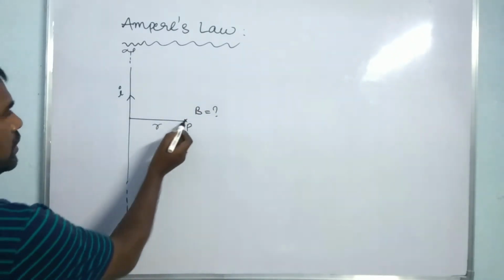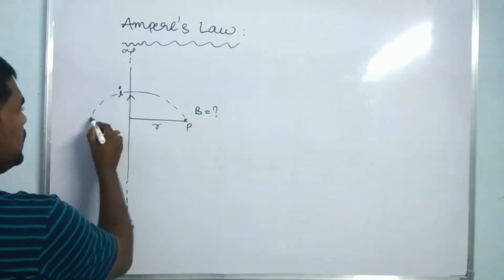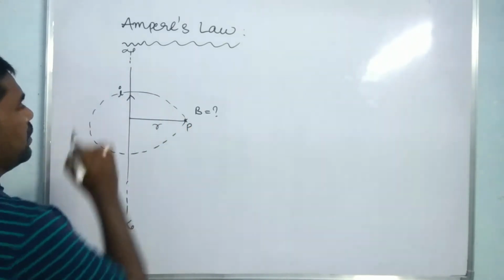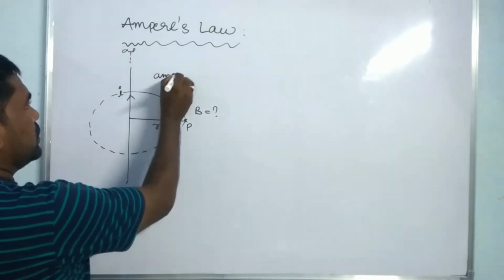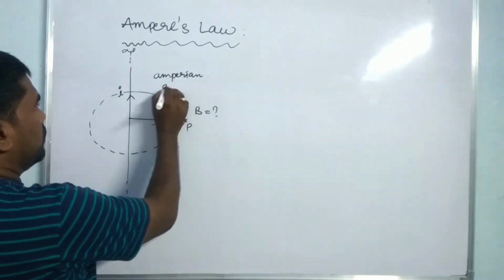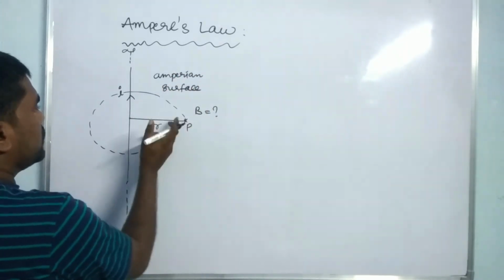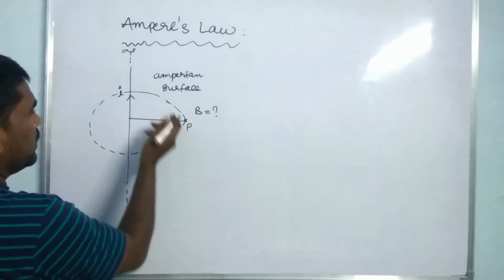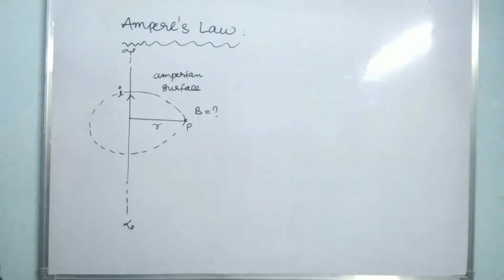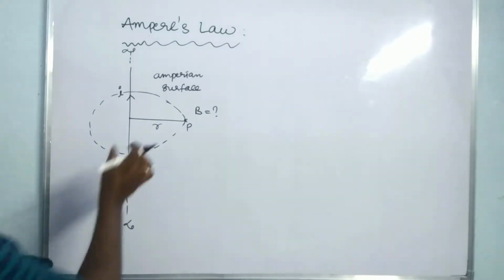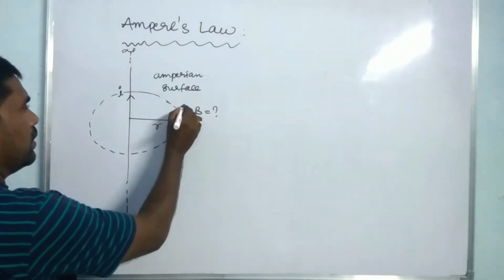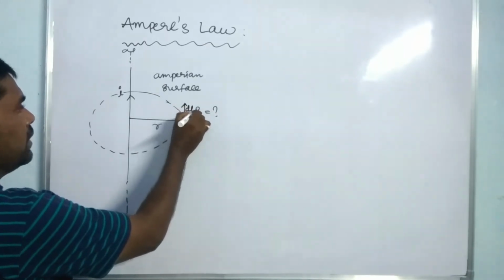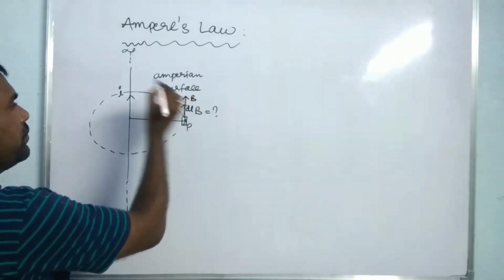Okay, so here we first have to assume an Amperian surface. This is the Amperian surface. The Amperian surface should be a circle of radius r. At this point we assume a small element dl, which has the same direction as the magnetic field.